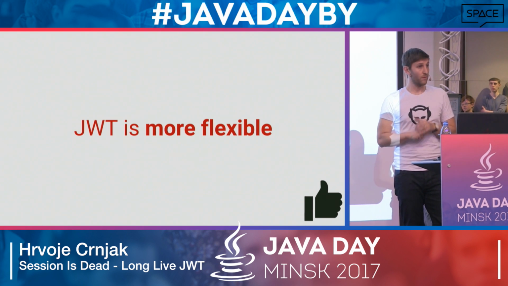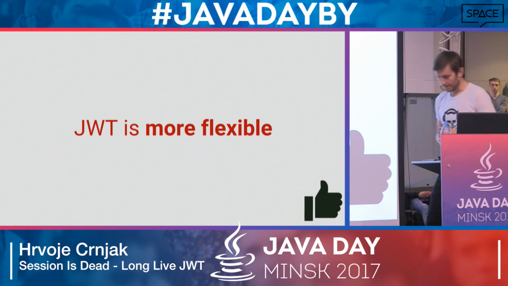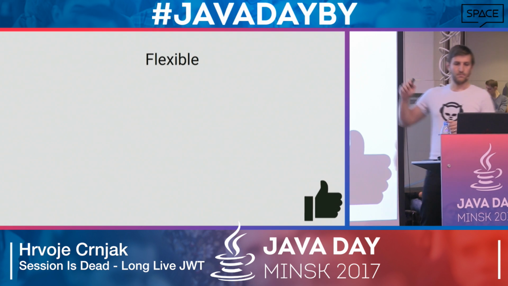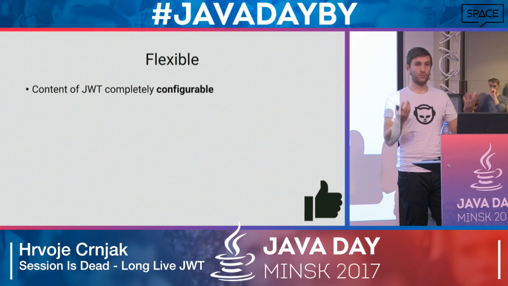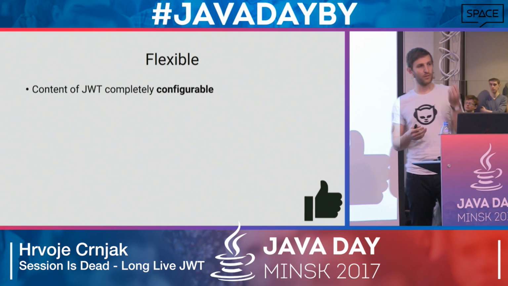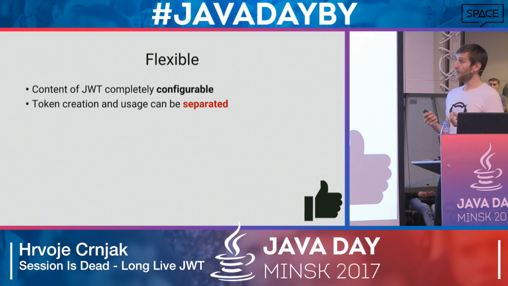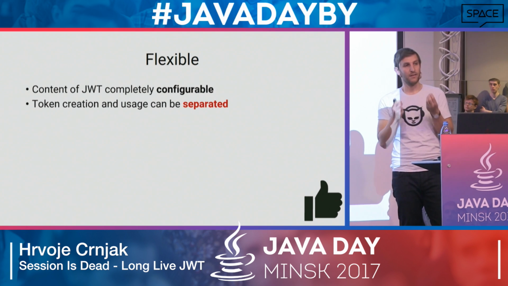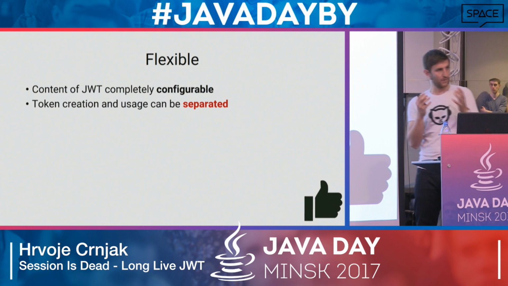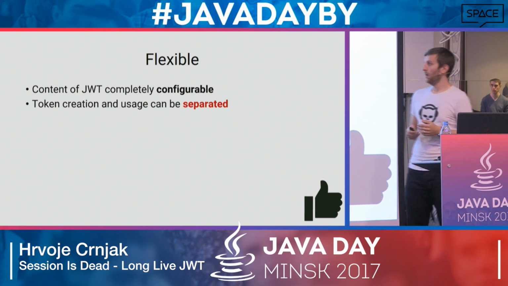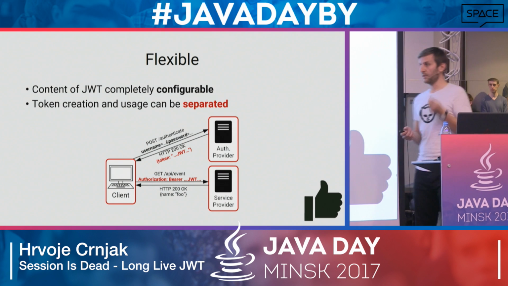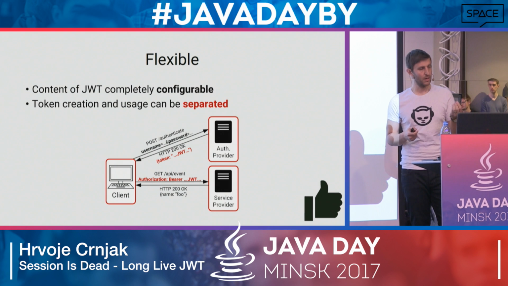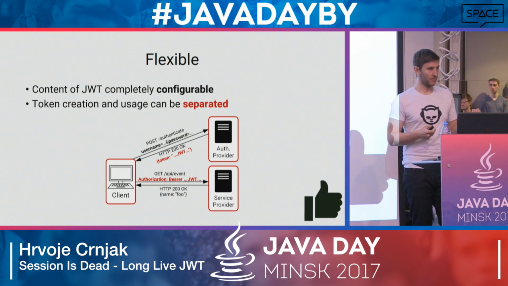Okay, so on to the next advantage. JWTs are also more flexible. Now, what do I mean by this? Well, first of all, the content of the token is completely configurable, through claims. But more importantly, token creation and token usage can be separated. And this is a really big advantage. So consider this scenario. We have two services. We have our authentication provider, who's in charge of authenticating the user and creating tokens for that user.